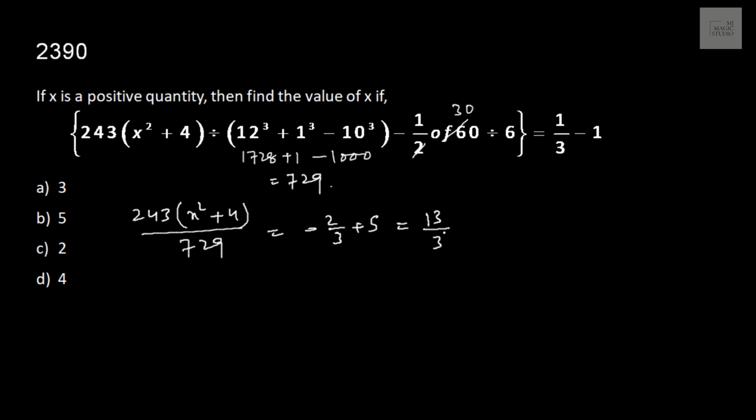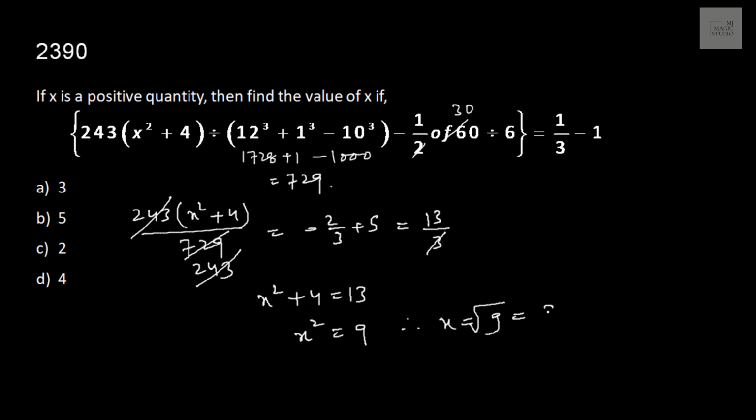Okay. So 3 times 243 is 729. Bingo, that's gone. That means x square plus 4 is 13. X square is 13 minus 4, that is 9. Therefore x is root 9, that is 3, and that features in option A.